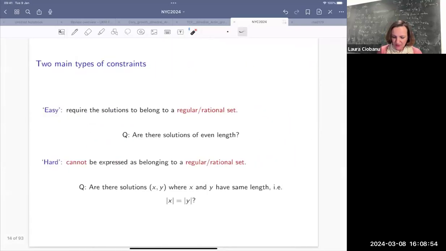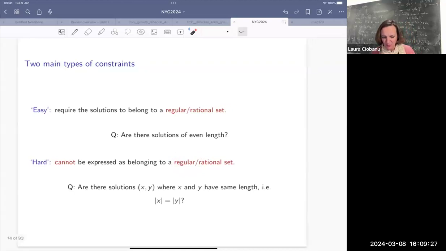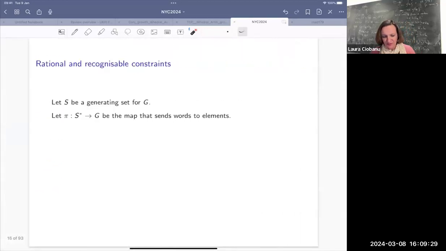What is something that is not regular? So I would call it harder. It's something that you can't just say belongs to a regular set. So if I ask, are there solutions to some equation where the length of your solution for x is the same as that for y, that is something that you cannot express in terms of regular languages. So I'm happy to say more about it later, but that would mean doing quite a lot of language theory, which I'm afraid we won't have quite the time for today. But still, just to fix this a bit better.